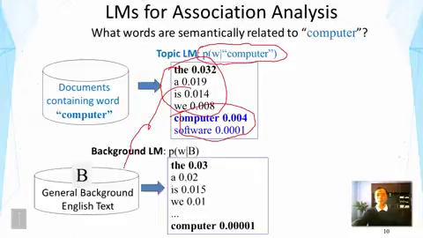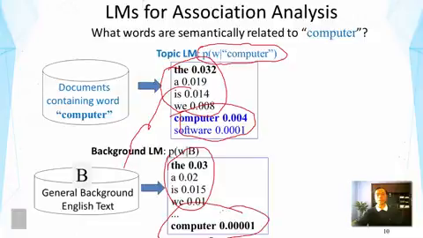So the background language model precisely tells us this information. It tells us what words are common in general. So if we use this background model, we would know that these words are common words in general. So it's not surprising to observe them in the context of computer. Whereas computer has a very small probability in general. So it's very surprising that we have seen computer with this probability, and the same is true for software.